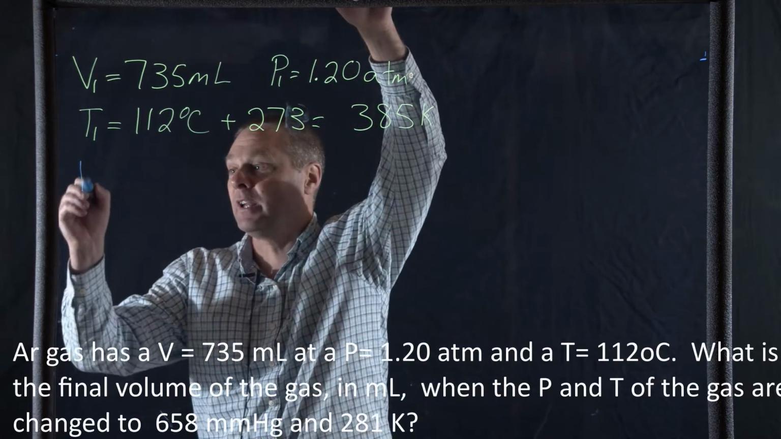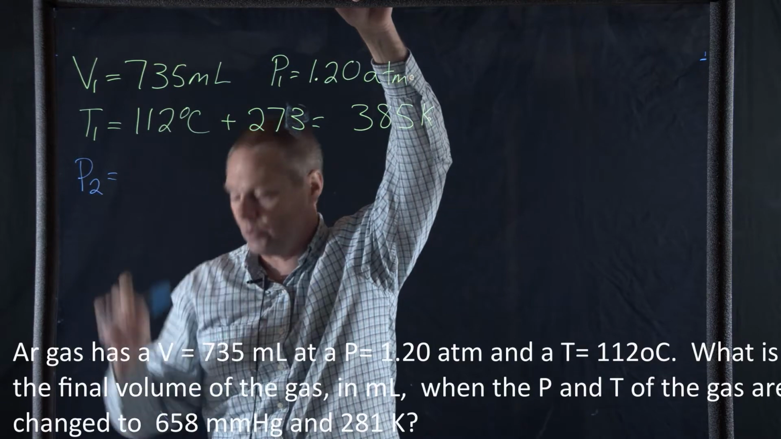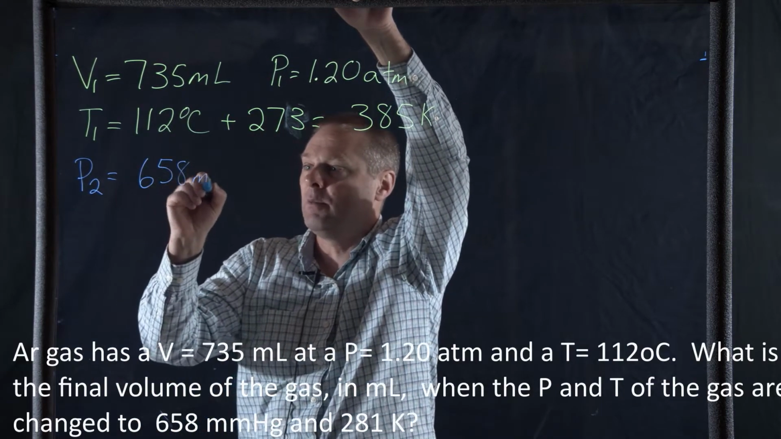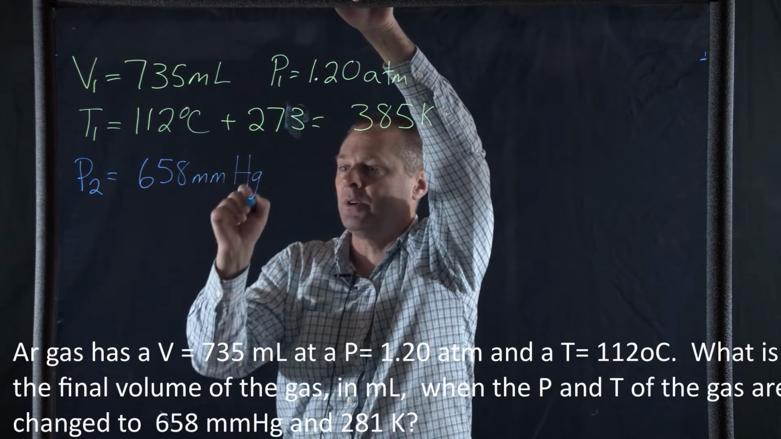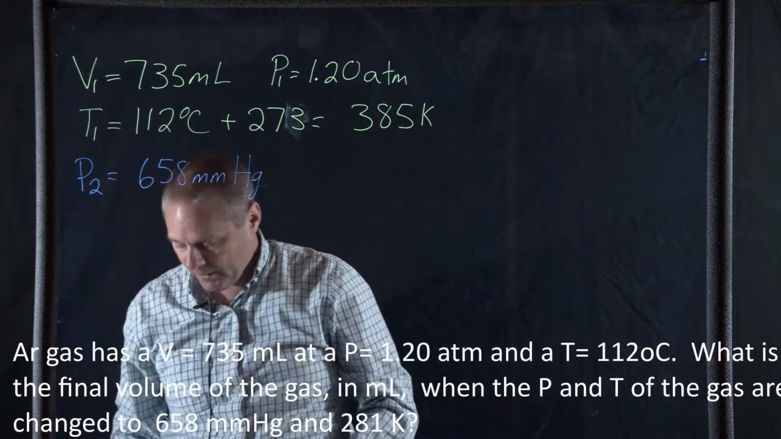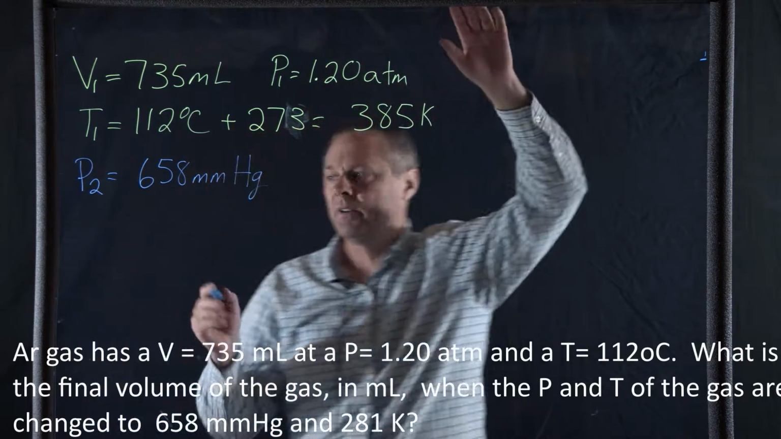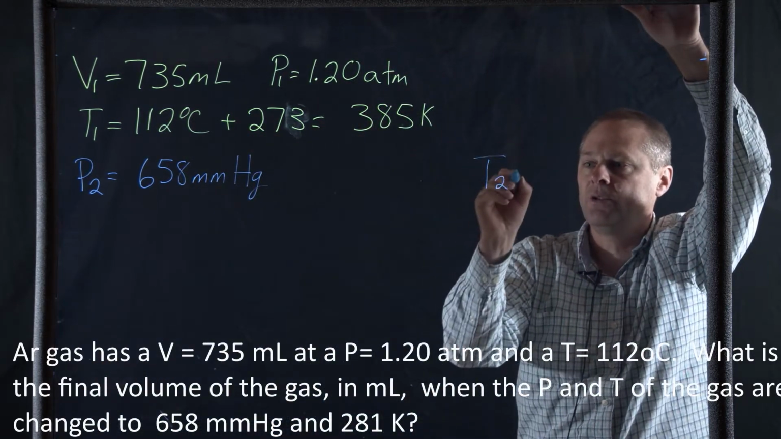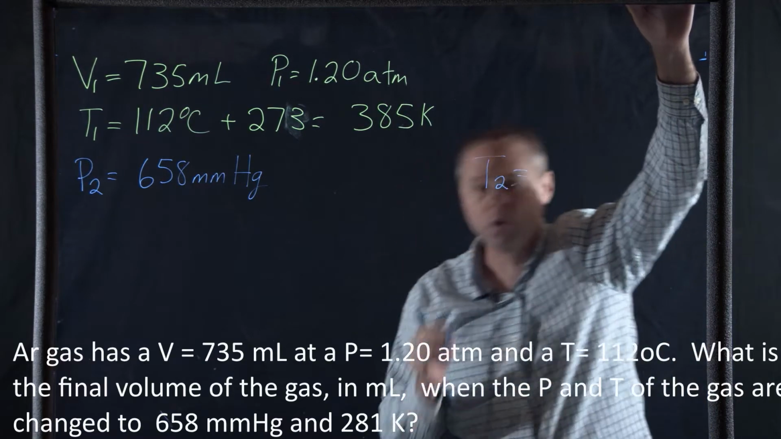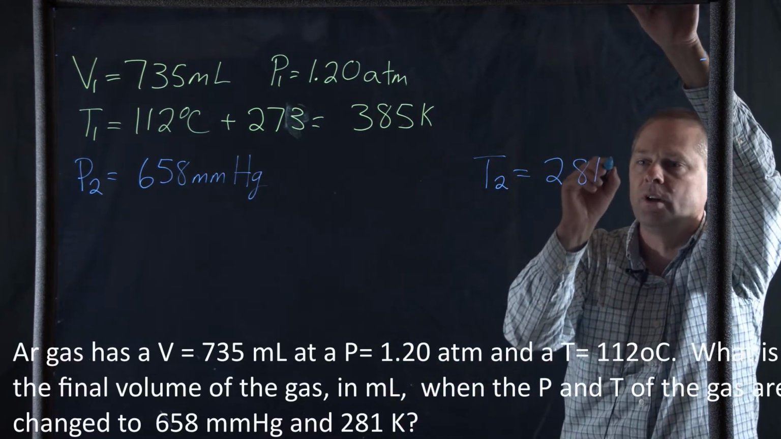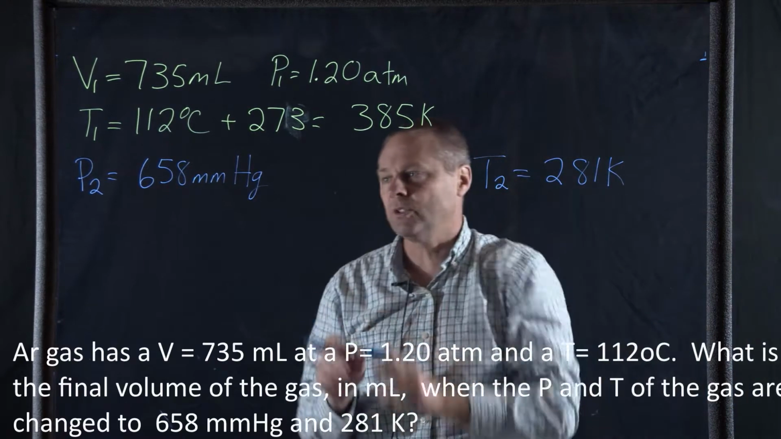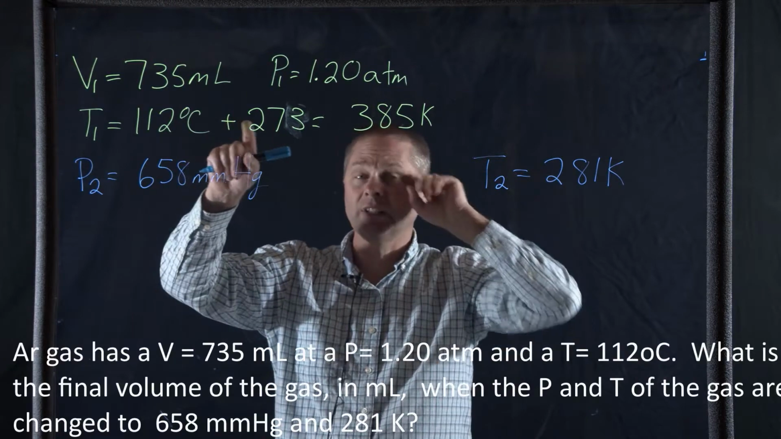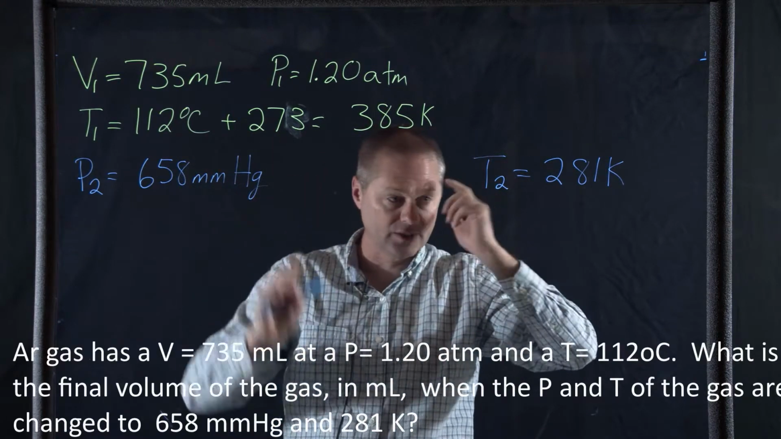Now, what would happen if we changed the pressure, all right? So we're going to call that second pressure P2. And that second pressure is going to be 658 millimeters of mercury, all right? And the temperature, T2, is going to be equal to 281 Kelvin, all right? So it's in blue. Now we have an issue here. The temperature units are in the exact same unit. So this is in Kelvin, that's in Kelvin, that's great.